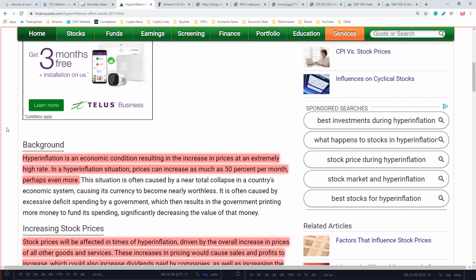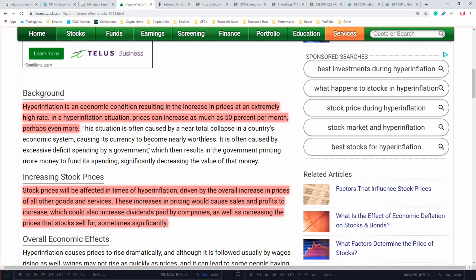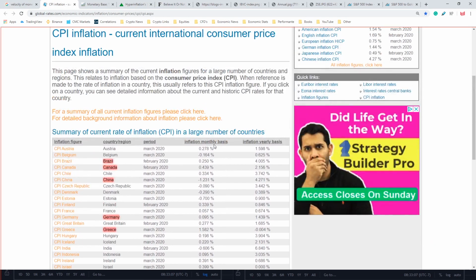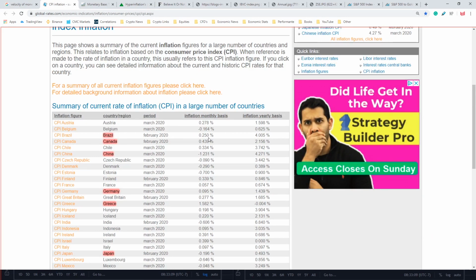So the background of inflation, just real quick: hyperinflation is an economic condition resulting in the increase in prices at an extremely high rate. In hyperinflation situations, prices can increase as much as 50% per month, perhaps even more. So we see these numbers right here, on a monthly basis, we're seeing Brazil at 0.25, we're seeing Canada at 0.5%. These numbers would turn to 50% if we were seeing hyperinflation.